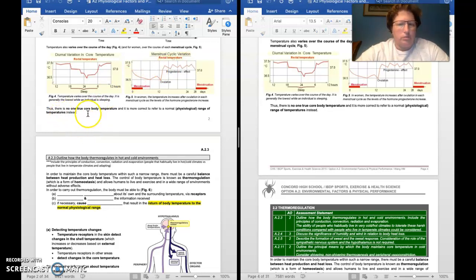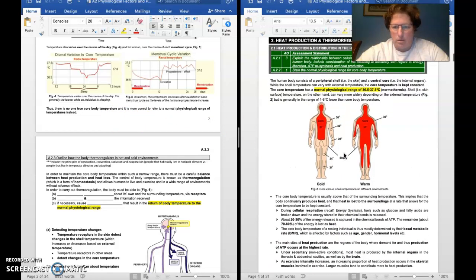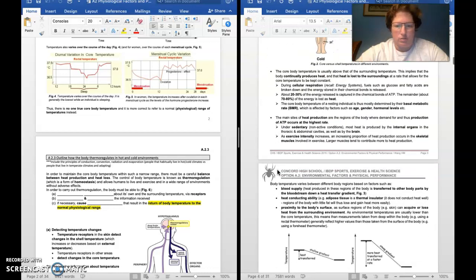All right. So as you can see here, there is no one true core body temperature, but it is more of a physiological range, which is why up here we said that the physiological range is 36.5 to 37.5 degrees Celsius, which is about 98.6 degrees Fahrenheit.